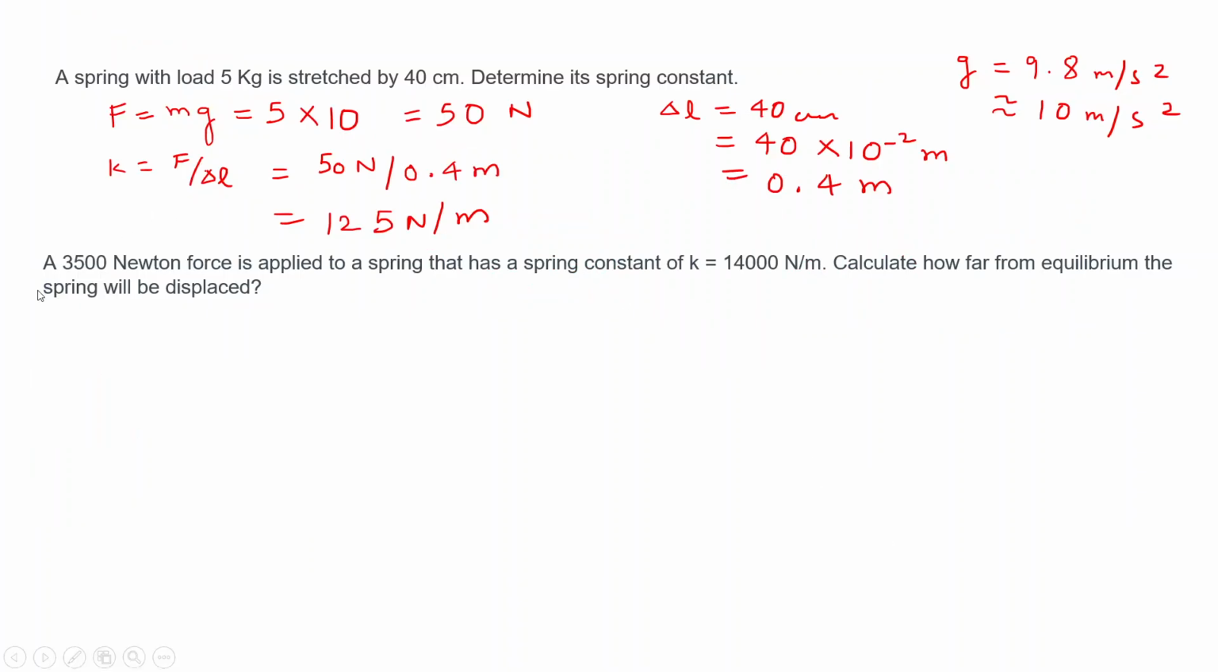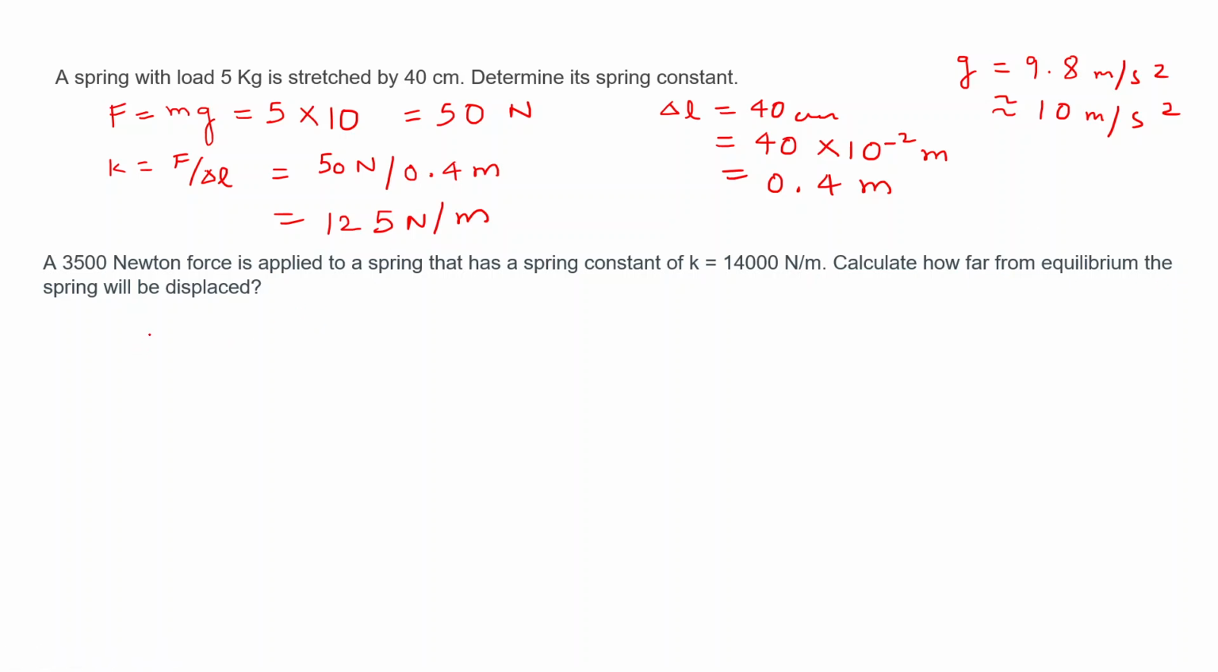Moving on to the next question. This question says that 3500 Newton force is applied to a spring that has a spring constant of 14,000 Newton per meter. Calculate how far from equilibrium the spring will be displaced.